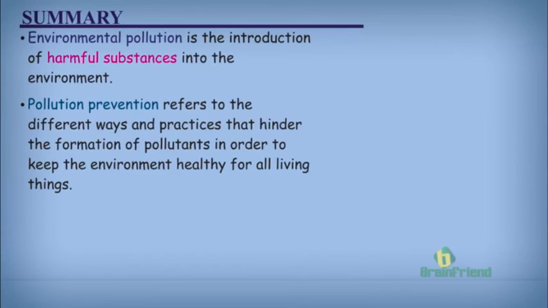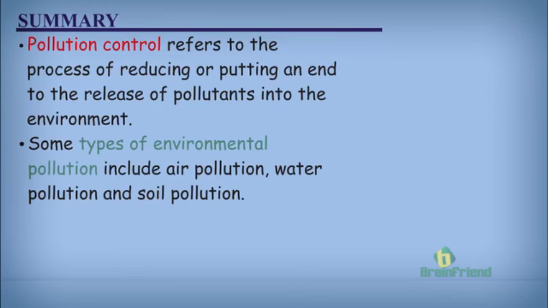We've come to the end of today's class, but before we go, let's go through what we have learned today. Environmental pollution is the introduction of harmful substances into the environment. Pollution prevention refers to the practices that hinder the formation of pollutants in order to keep the environment healthy for all living things. Pollution control, on the other hand, refers to the process of reducing or putting an end to the release of pollutants into the environment.